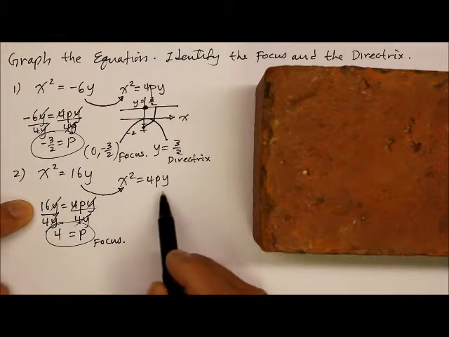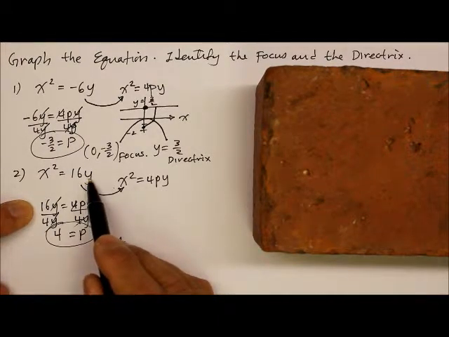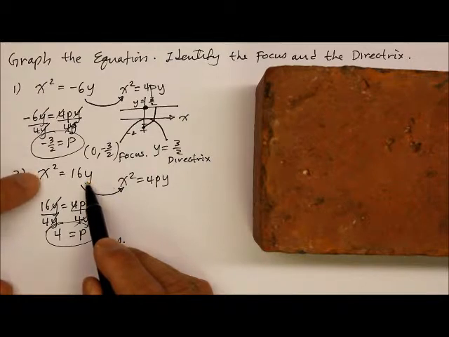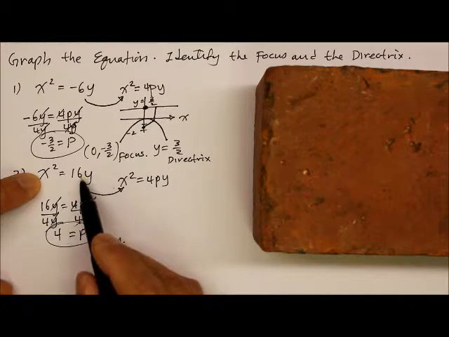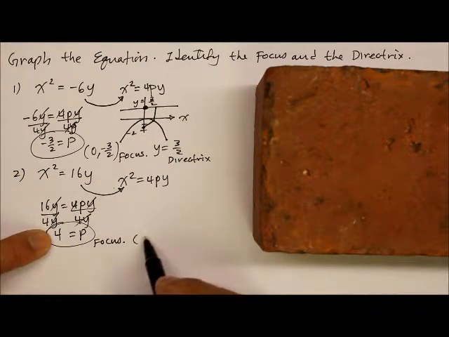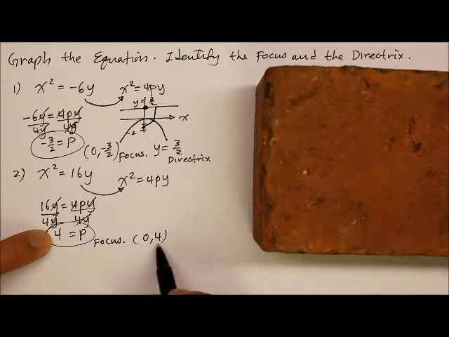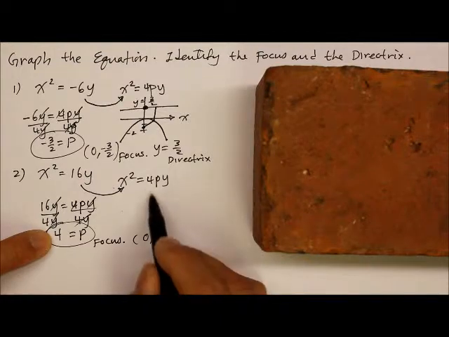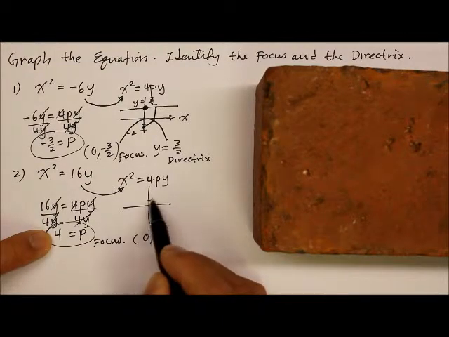So it turns out when you have a y on the right side and an x squared, you actually get a vertical axis of symmetry. And so this is going to be given as a coordinate when the x is 0, y is positive 4. And this time, we know it's going to open upward. So 1, 2, 3, 4, that's the focus.